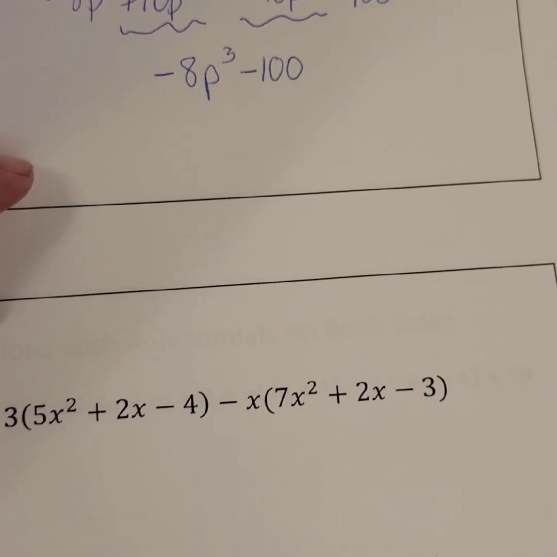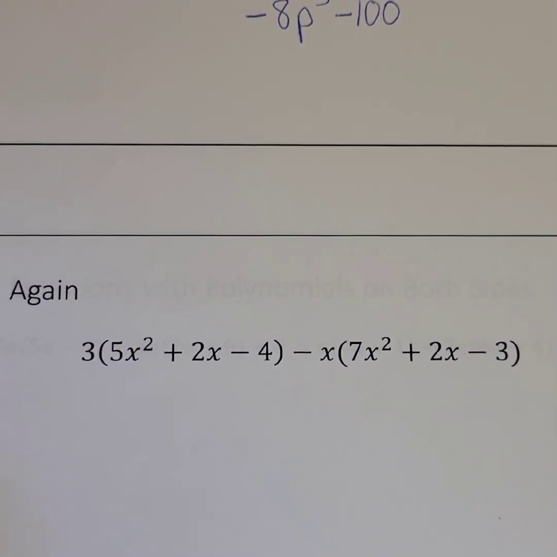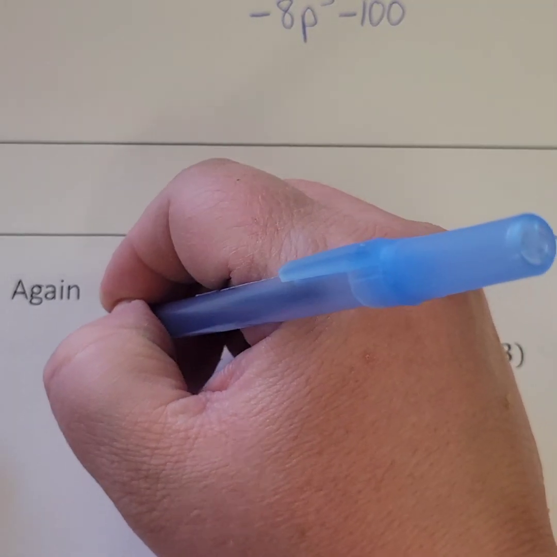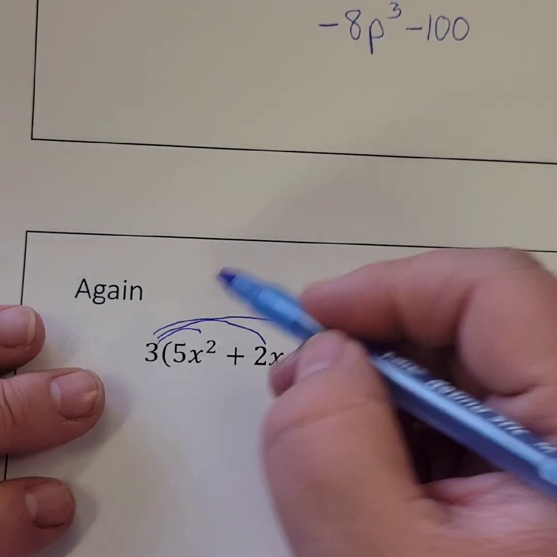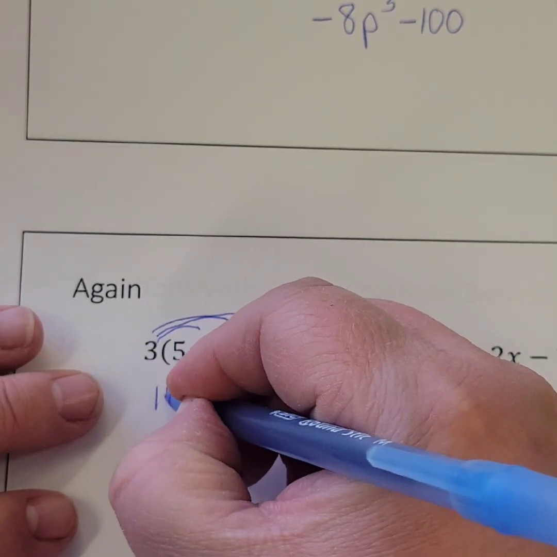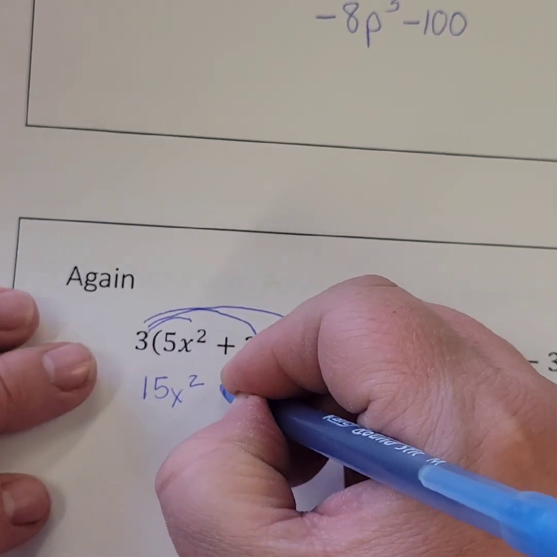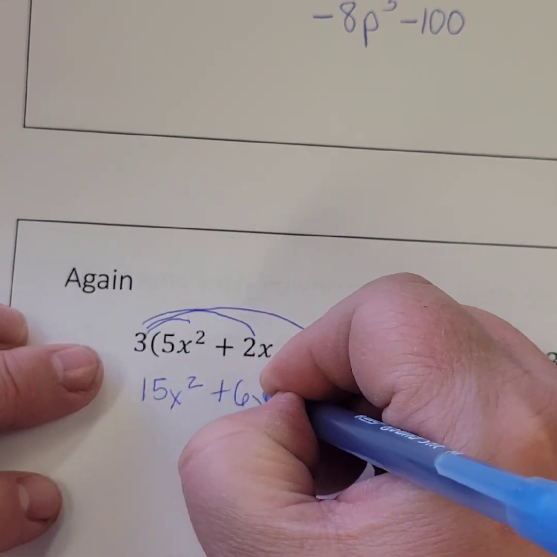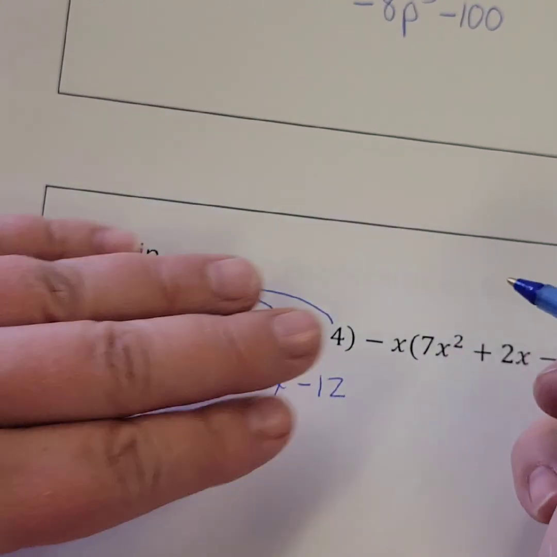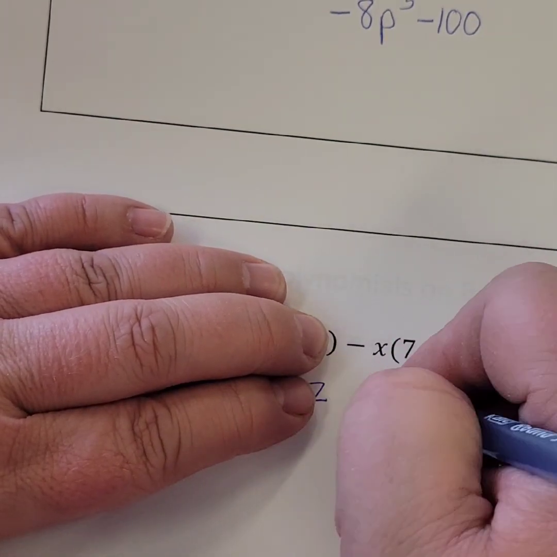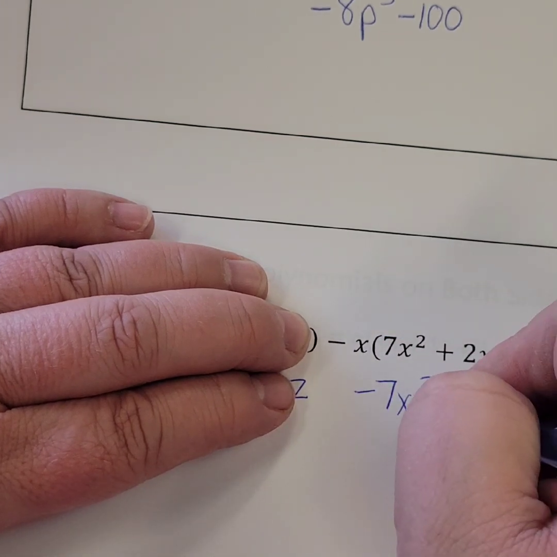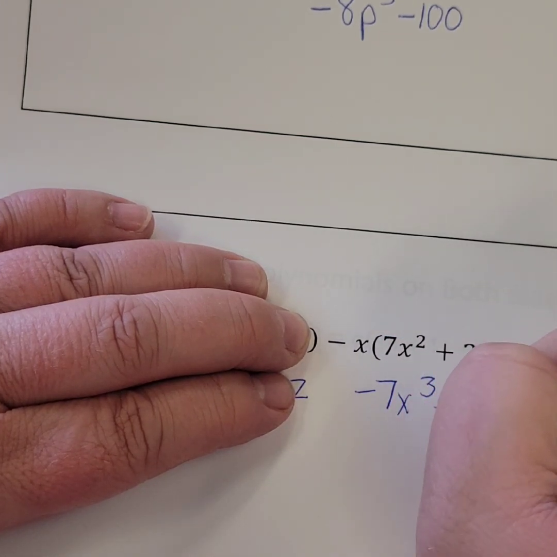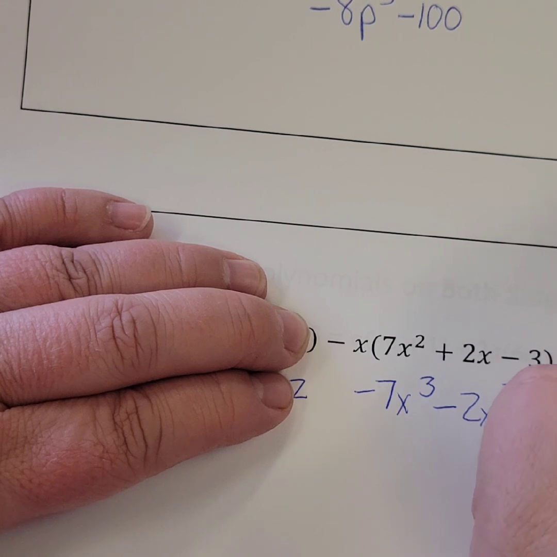Okay, so let's do another one. So let's distribute this in. The more we practice, the better we'll get at it. So multiply those. So 15x squared plus 6x minus 12. Then ignore this. So negative 7x to the 3rd minus 2x to the 2nd plus 3x.